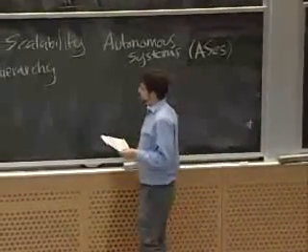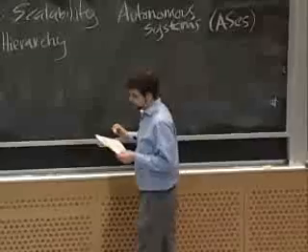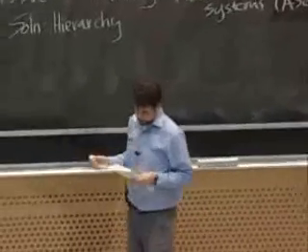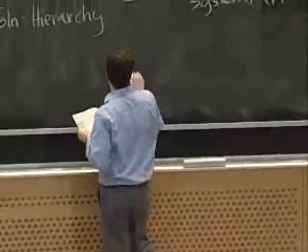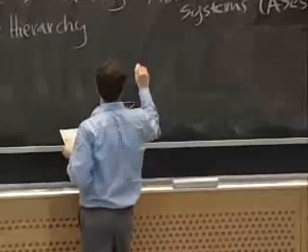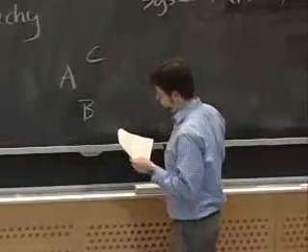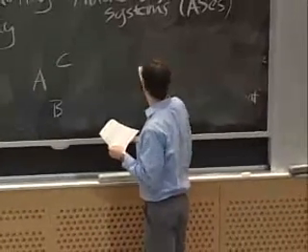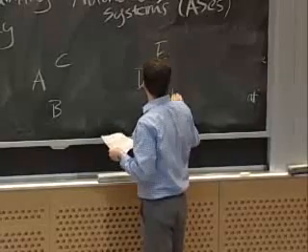So let's look at a simple example of a network that has this hierarchy property and see how we would modify the routing algorithm that I just talked about. So suppose I have two small networks, each with 3 nodes in them. Let's call them A, B, C, and D, E, and F. Okay.